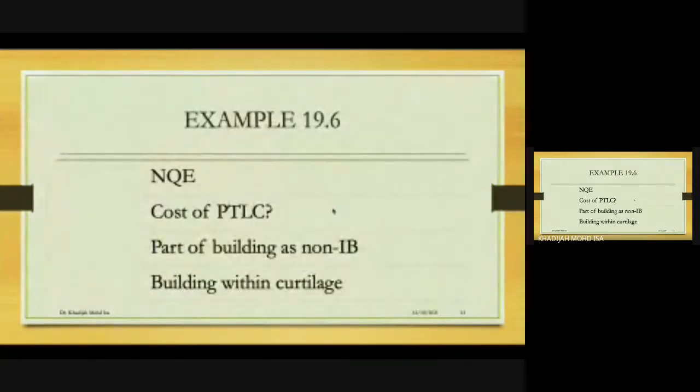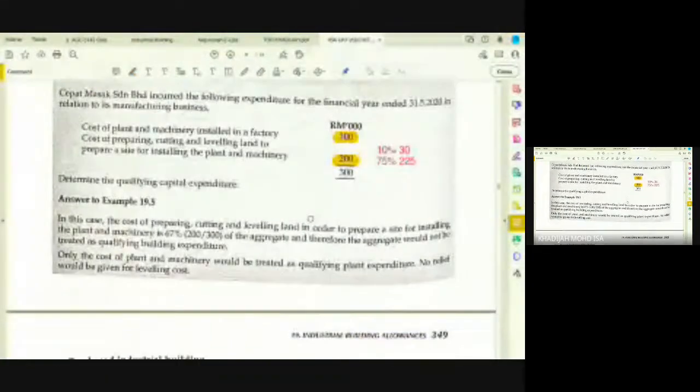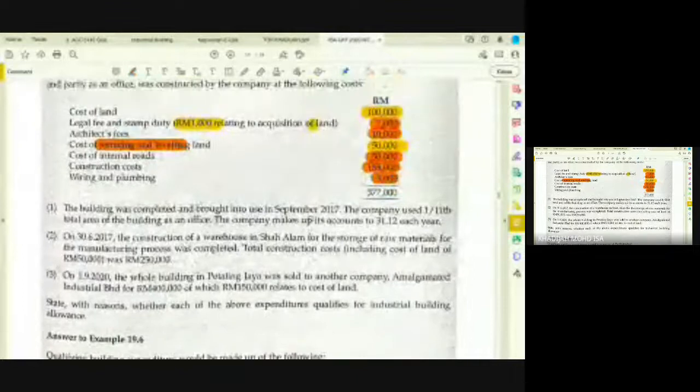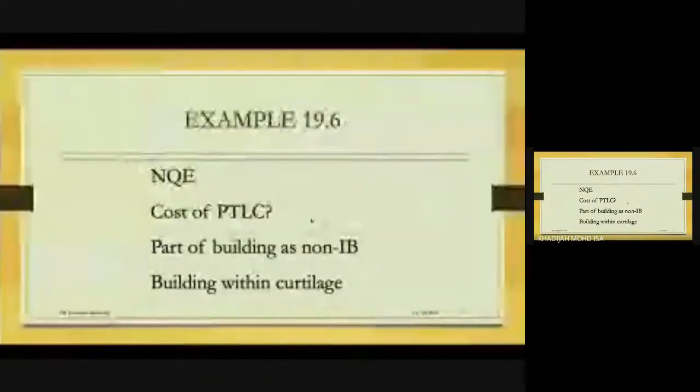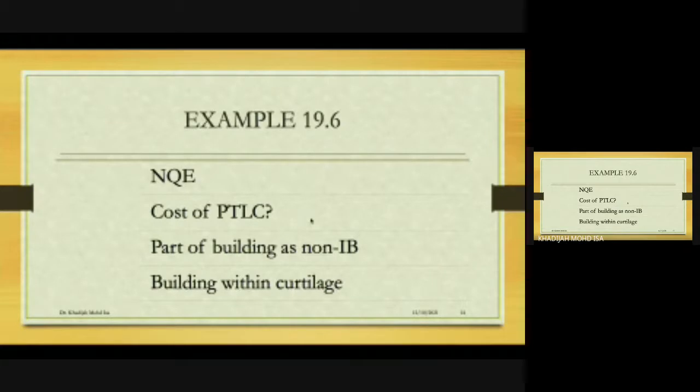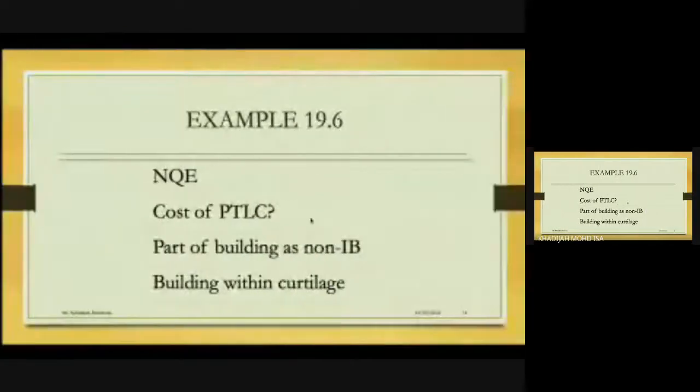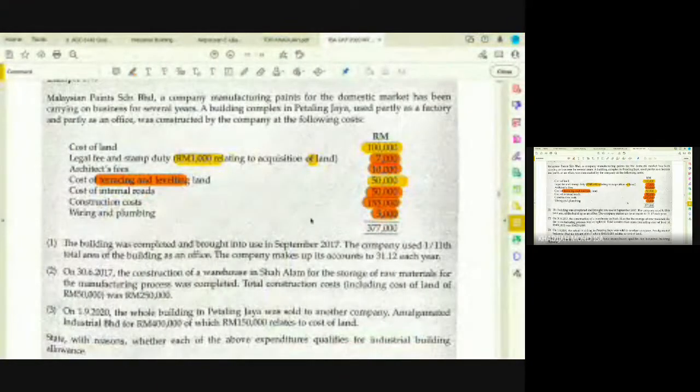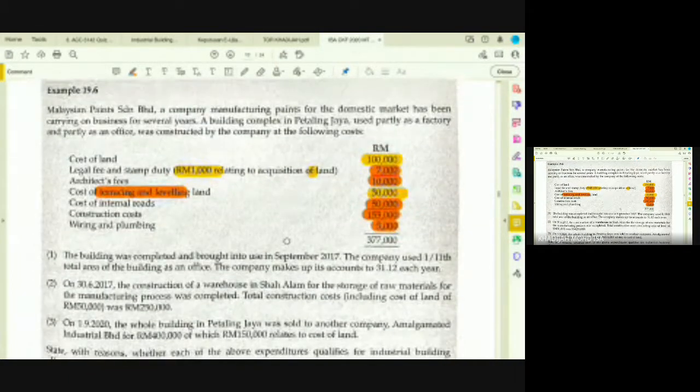We get to example 19.6. Where is 19.5? We have done that. In example 19.6, you have to determine which is the non-qualifying expenditure and whether the cost of PTLC is qualifying or non-qualifying. And there is some part of the building which is used as non-industrial building, and a building within curtilage. How much time do we have? 11:09.